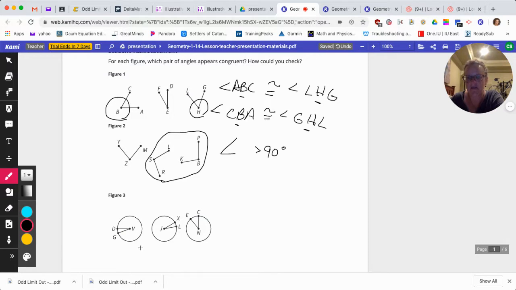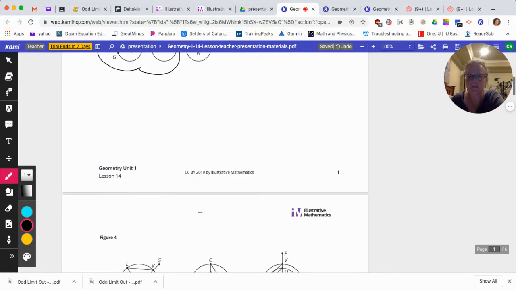here I'm comparing some Pac-Mans. It looks like those are. And I could say angle DVG is congruent to angle XJL because the angles look smaller to me.